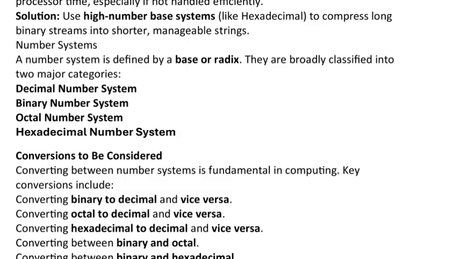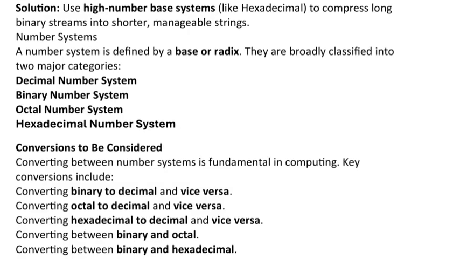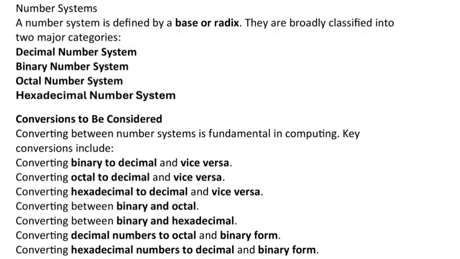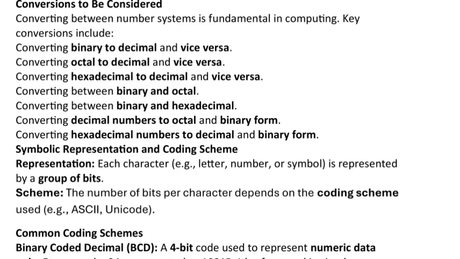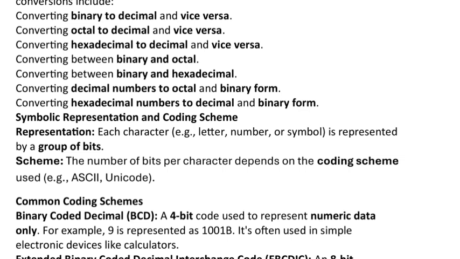Number systems. A number system is defined by a base or radix. They are broadly classified into categories: decimal number system, binary number system, octal number system, hexadecimal number system. Conversions to be considered. Converting between number systems is fundamental in computing. Key conversions include converting binary to decimal and vice versa, octal to decimal and vice versa, hexadecimal to decimal and vice versa, between binary and octal, between binary and hexadecimal, decimal numbers to octal and binary form, and hexadecimal numbers to decimal and binary form.